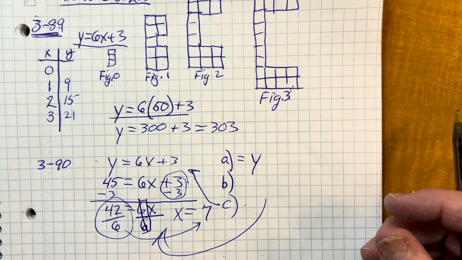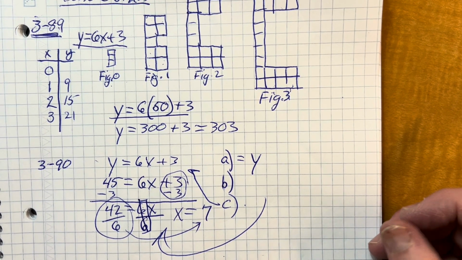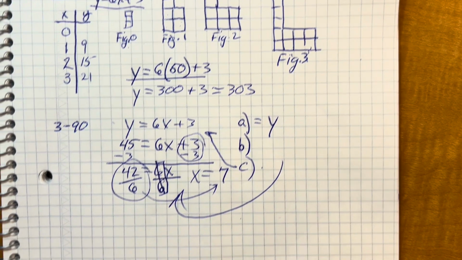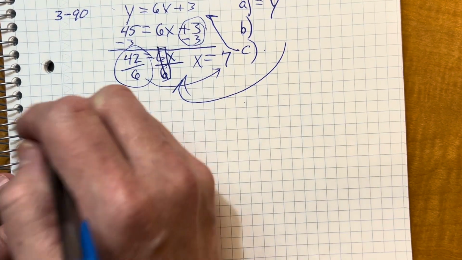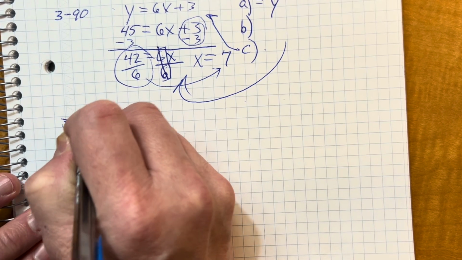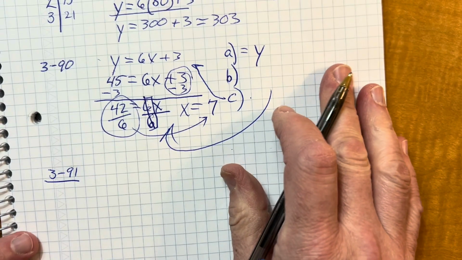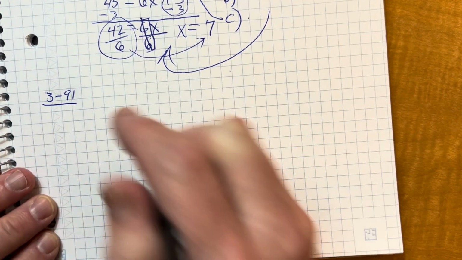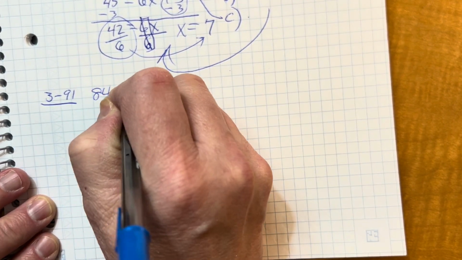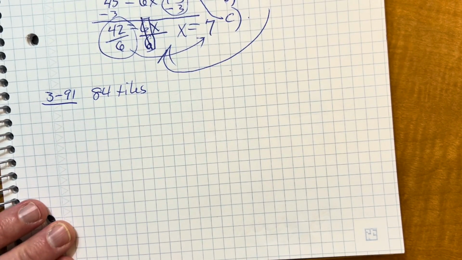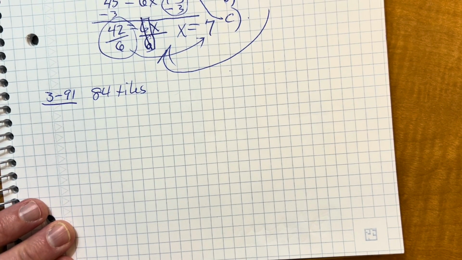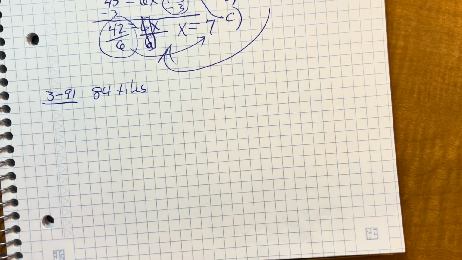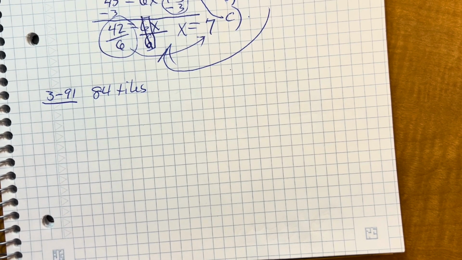Number 91. Please pause the video and we'll move on to 91. Okay. 91. Norm says he has a big C's pattern made up of 84 tiles. He wants to know which figure number the pattern is. Write and solve an equation as you did in problem 90. Does your solution make sense? Why or why not?